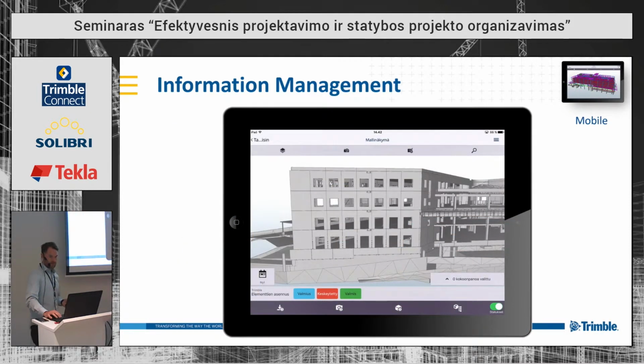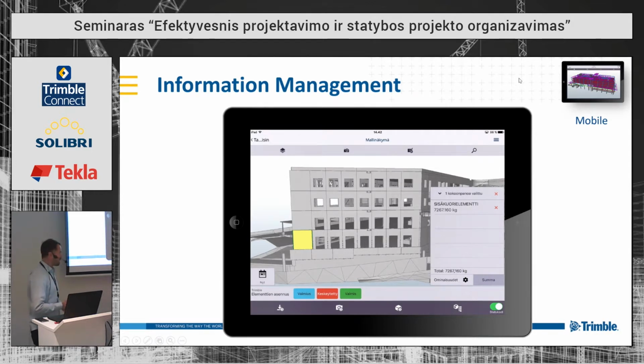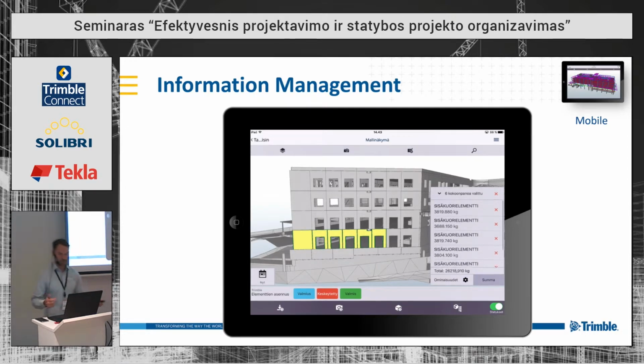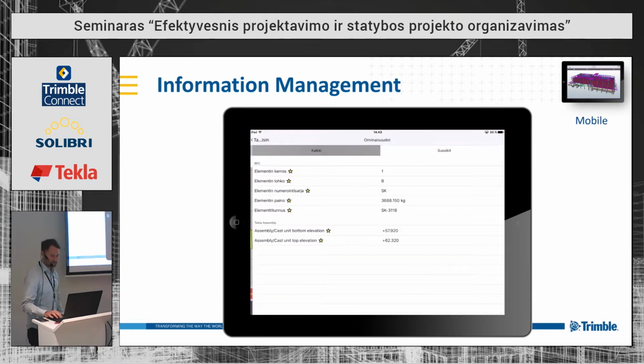And same feature also for the mobile tool. So this is the Trimble Connect mobile. We have this quick inquiry tool that you can see, select some objects from the model and then see what's the quantity. Or for example, what is the basic information of these precast elements. So getting more information from the system also.